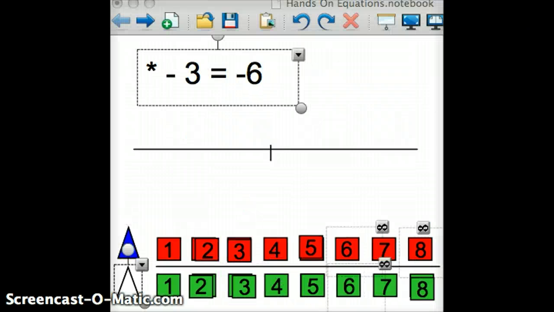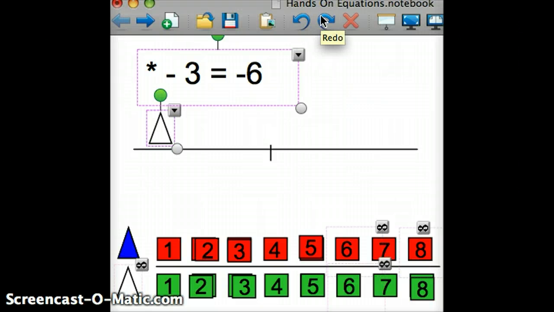Okay, this is lesson 19. We're going to add a convenient 0 to solve these problems. Our first problem is star minus 3 equals negative 6. So I'm going to set this up. We need a white pawn to represent star. And now I'm supposed to subtract 3.